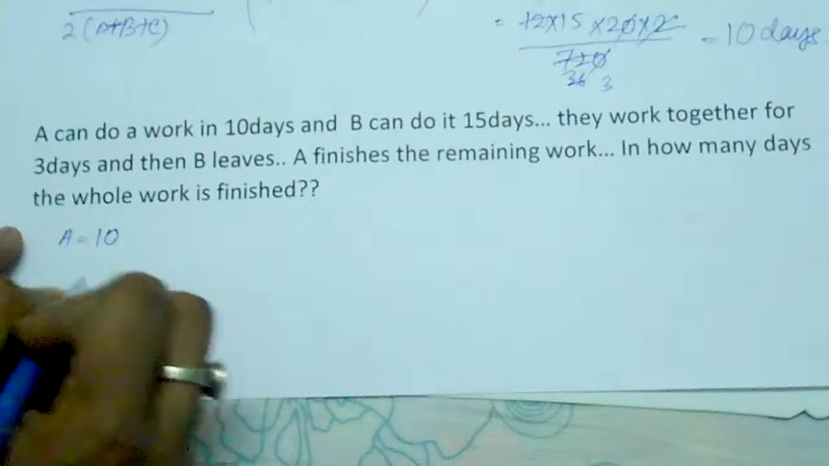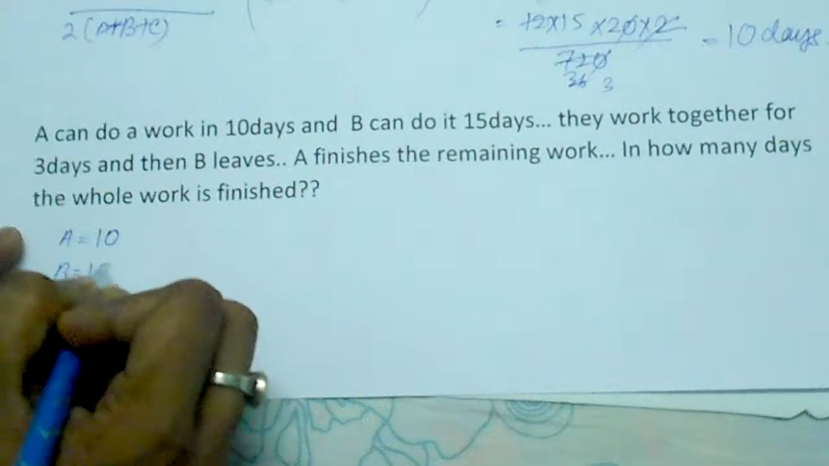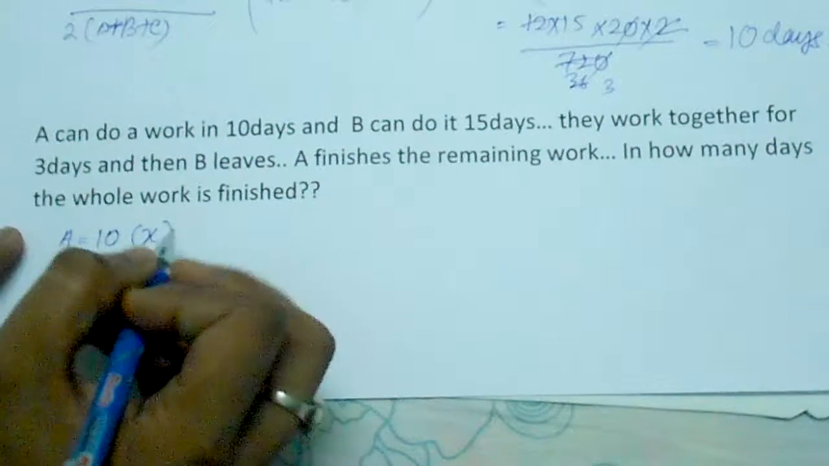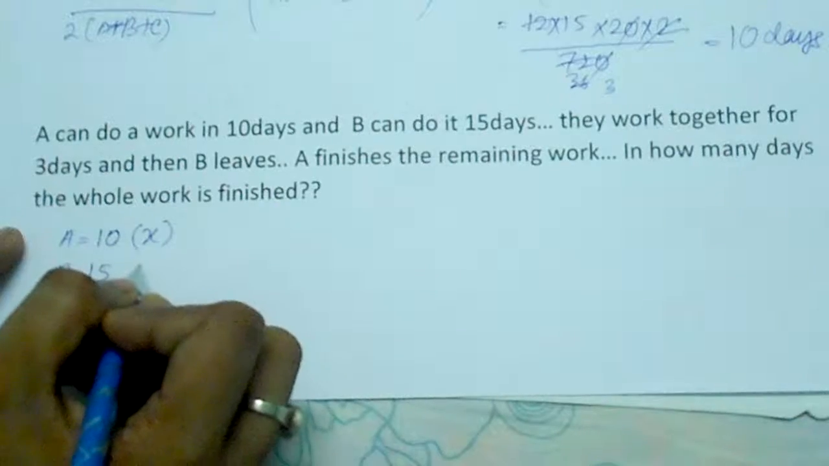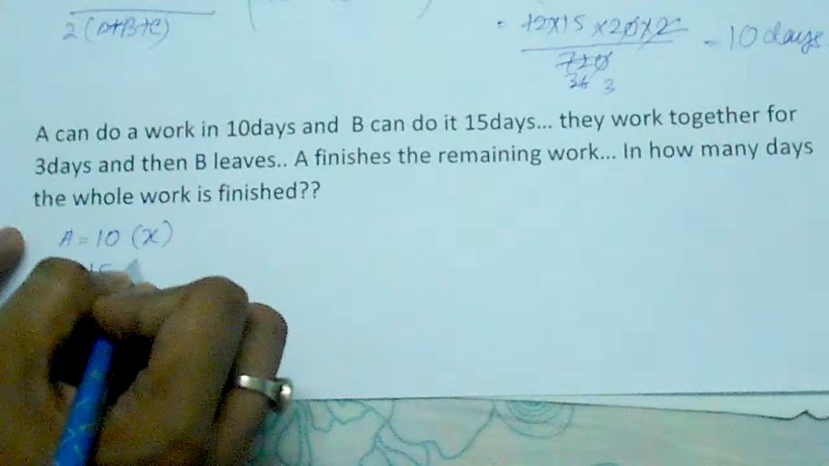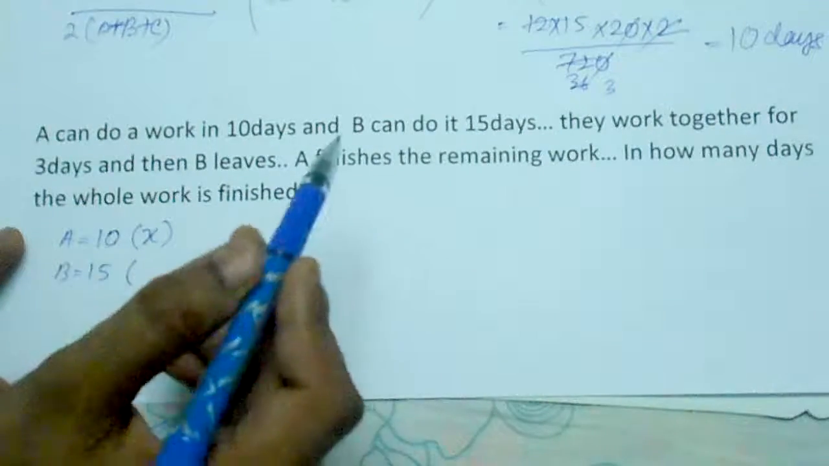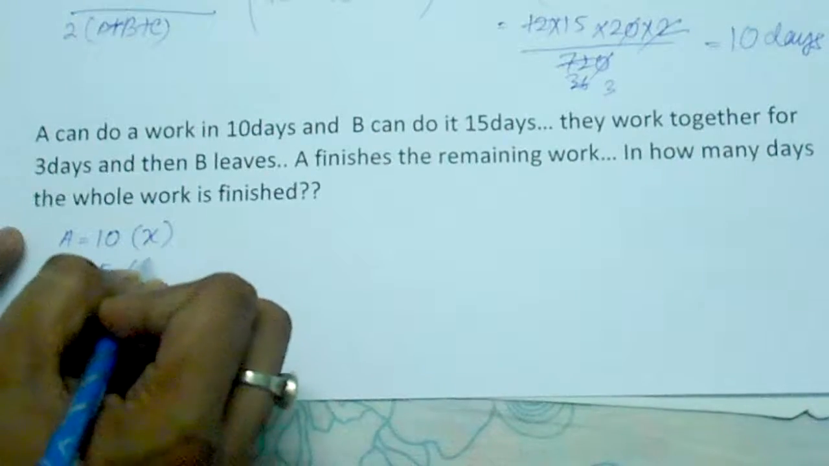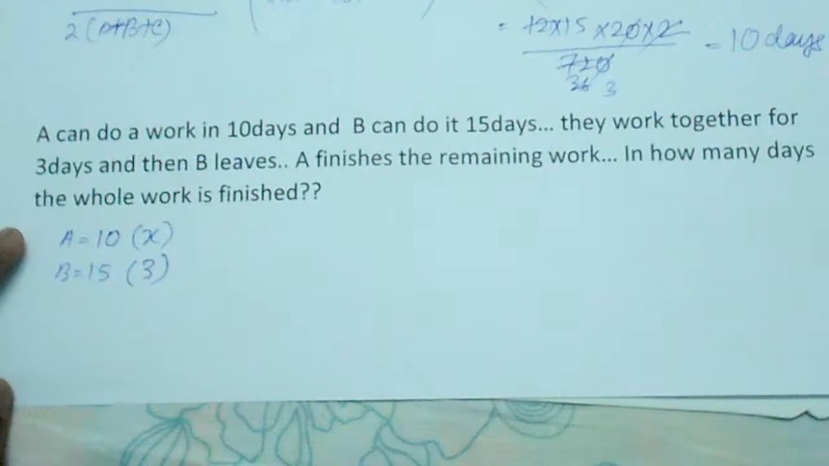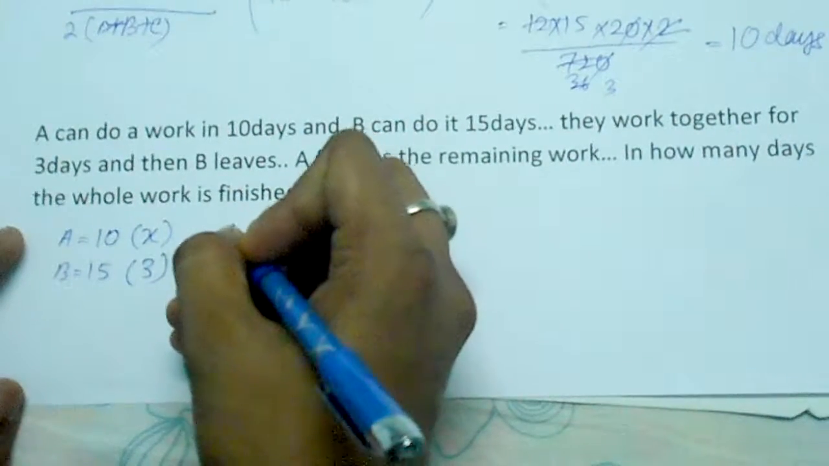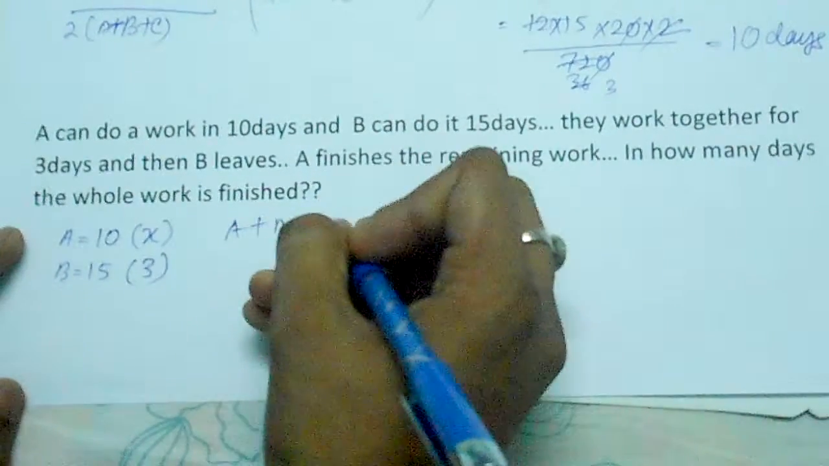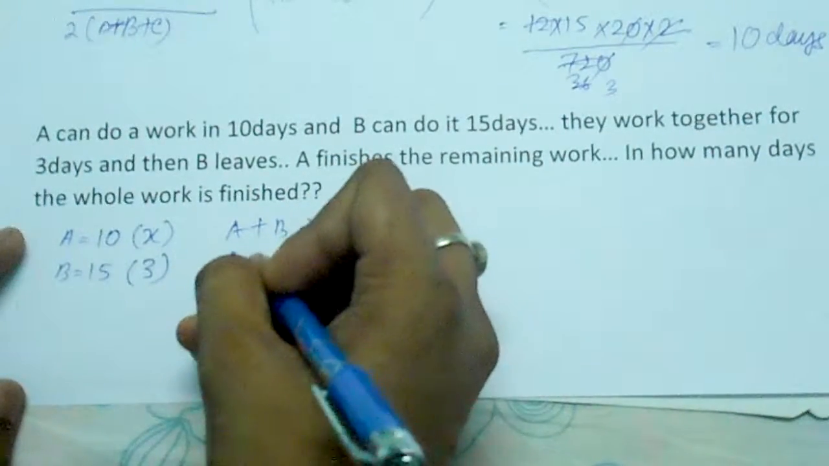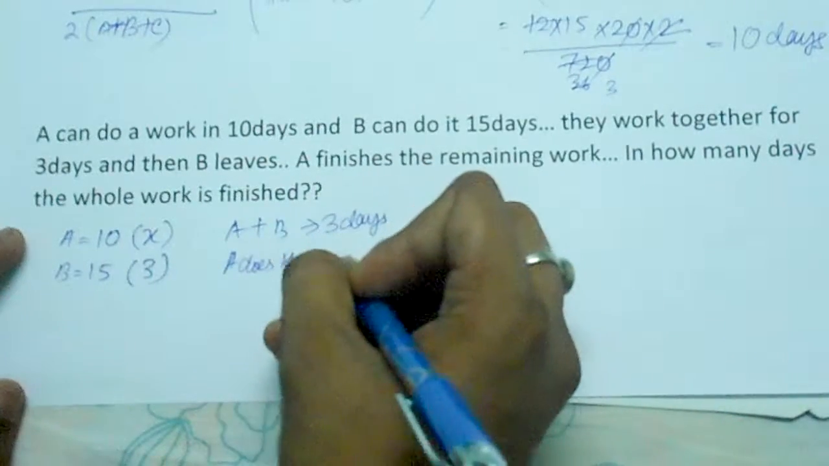A is 10 days, B is 15. We don't know how many days A has worked, so I am assuming it to be X, and for B it's already stated that B has worked for 3 days and he has left, so the number of days B worked is 3. So as per the sum, A plus B for 3 days and A does the remaining.